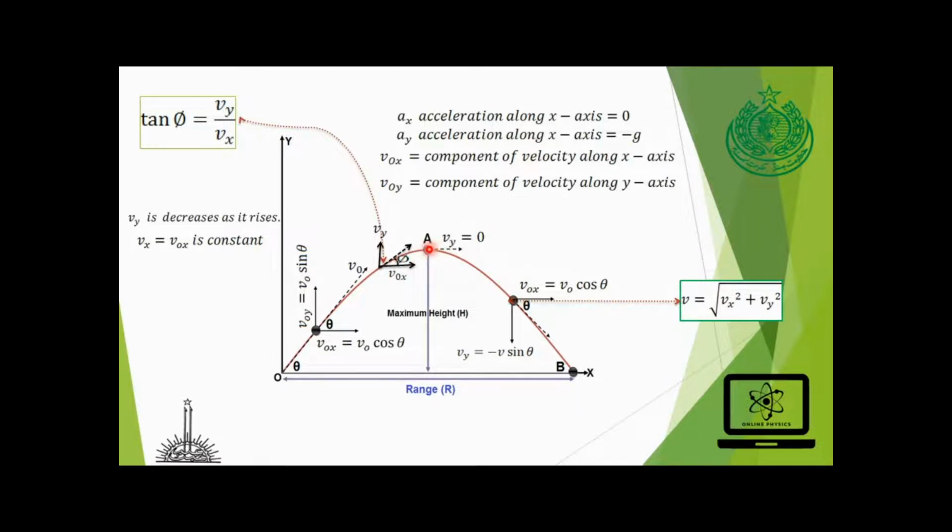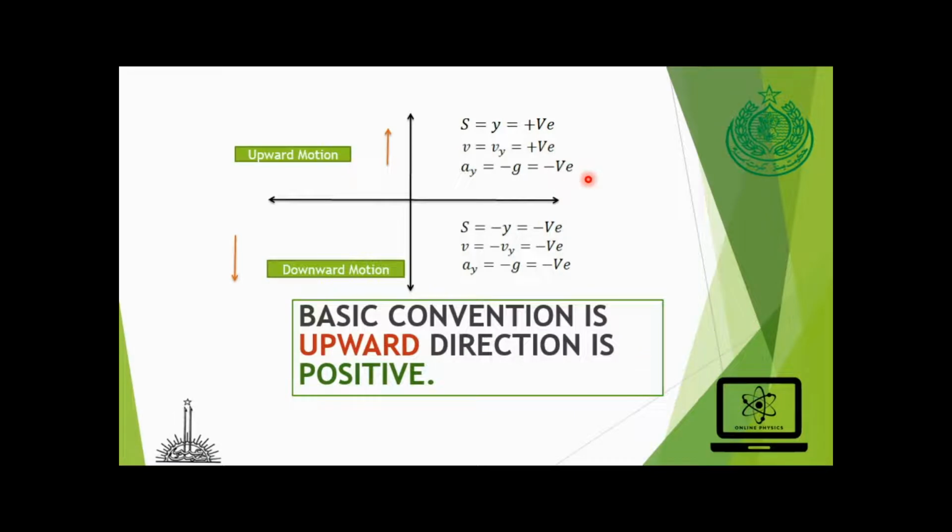And this is the point of the maximum height. We will find all the parameters of the projectile motion. Okay, we are dealing with displacement, velocity, and acceleration. All are vector quantities. They have a magnitude as well as direction.